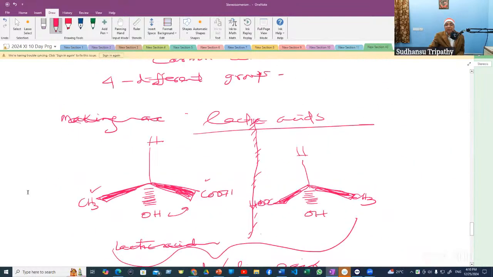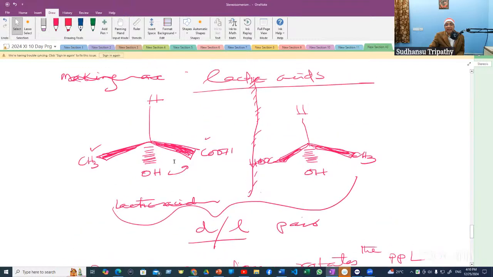Supposing you take a mixture of lactic acid, 50% D-lactic acid and 50% L-lactic acid, and pass plane-polarized light, it will go straight. Why? The 50% D will be trying to rotate to the right, and to the same extent, the other 50% L will be trying to rotate to the left. So they will cancel, they will compensate each other externally. Later on, we will learn a term called internal compensation, where within the same molecule there will be cancellation or compensation. Here, we have 50% D, 50% L. Such a mixture is called a racemic mixture.